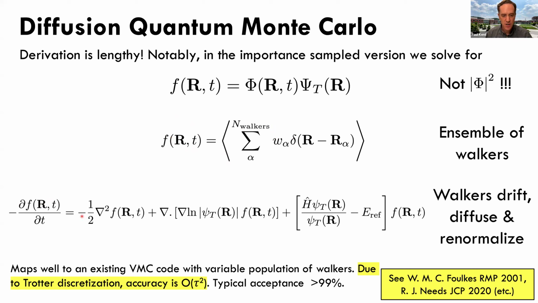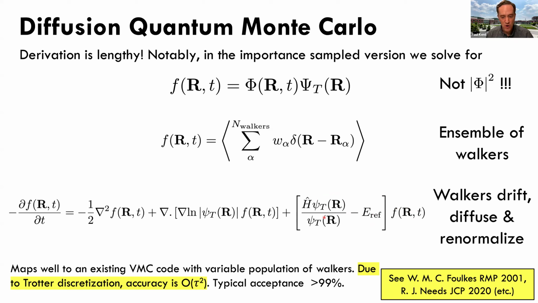So the time evolution is something that has a drift term, a diffusion term, and a growth or decay term, where if the local energy with respect to the trial wave function is lower than some reference energy we've had to insert, we'll have a growth multiplying by this function. If it's above, we'll get a decay. So drift, diffusion, and normalization, or growth and decay.